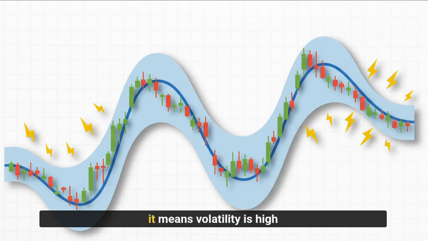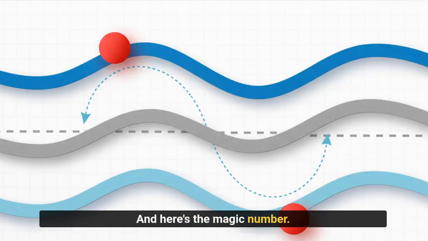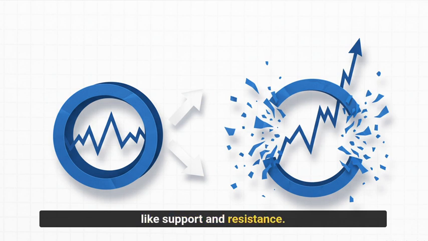When the bands expand, it means volatility is high and prices are wild. When they contract, things are calm. And here's the magic number. By setting the bands to 2 standard deviations away from the middle, they'll contain about 95% of all the price action. So, what does that 95% number mean for us? Well, it leads to our first key concept, the Bollinger Bounce. Because the price spends so much of its time inside the bands, the outer bands often act like dynamic guardrails, like support and resistance. It's really common to see the price touch an outer band and then bounce back toward the middle line.